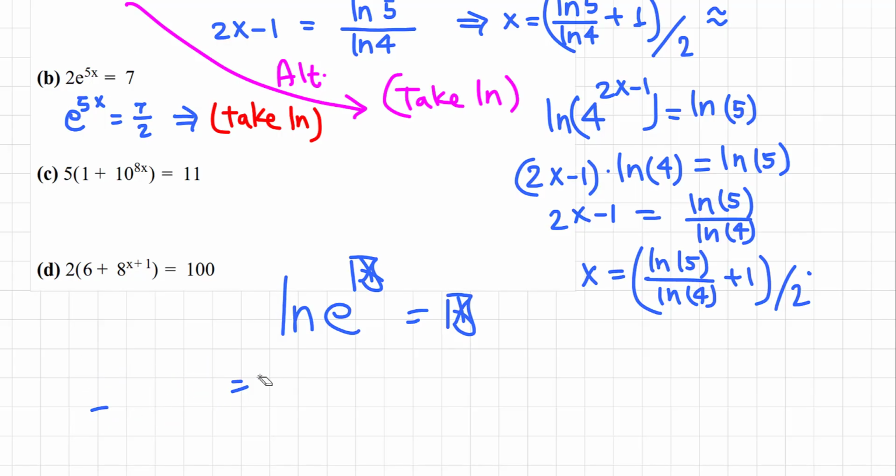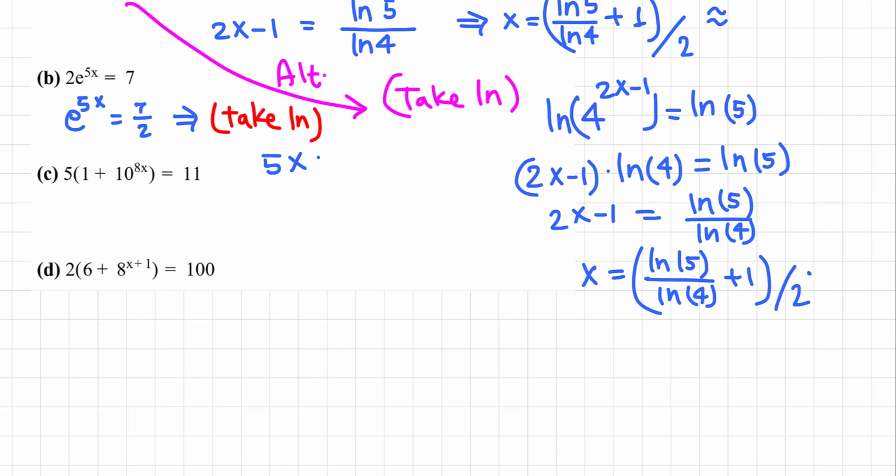So take ln and use this property. When we take ln, this 5x is only 5x times ln e, which is 1. So we are taking ln of both sides, equals ln of 3.5 or 7 halves, and now x is multiplied by 5, so x equals this number divided by 5.